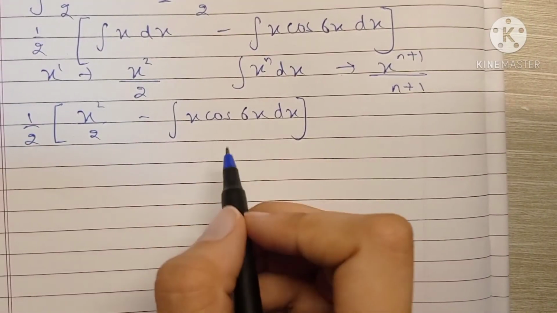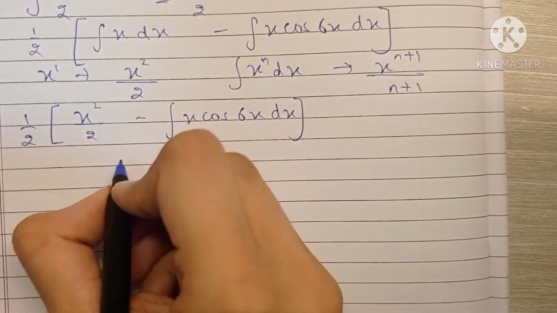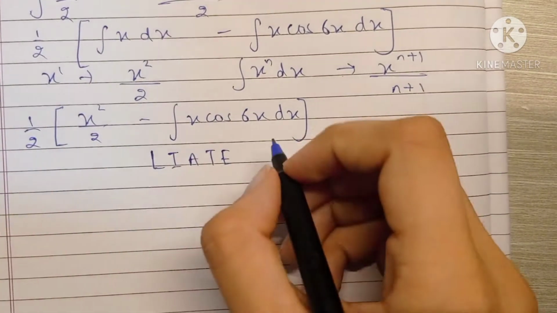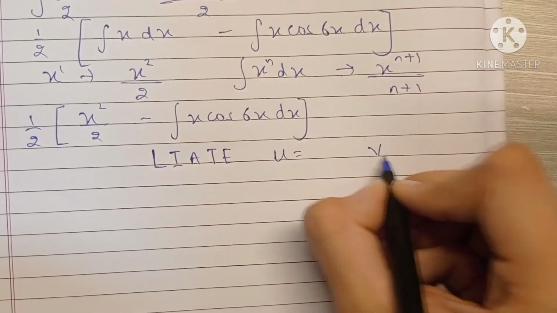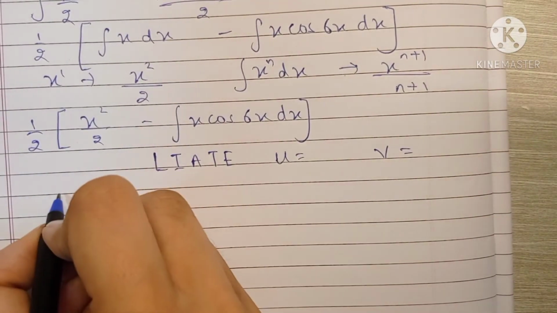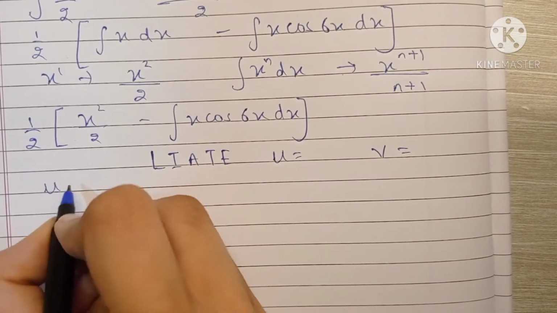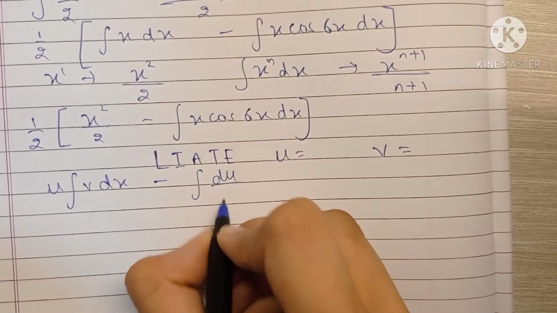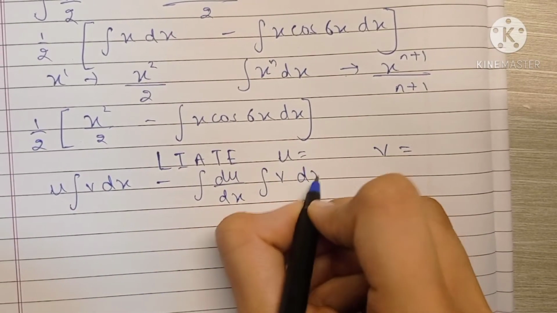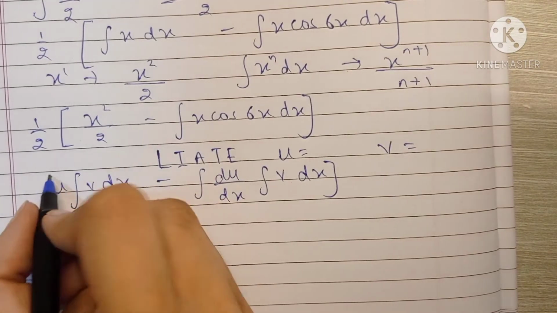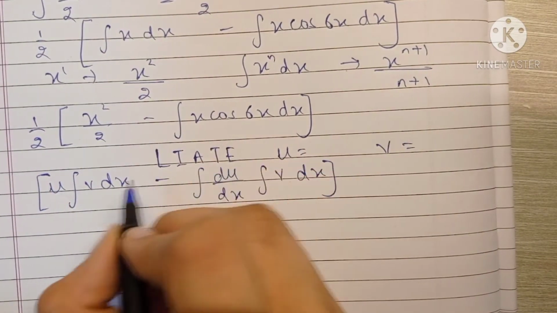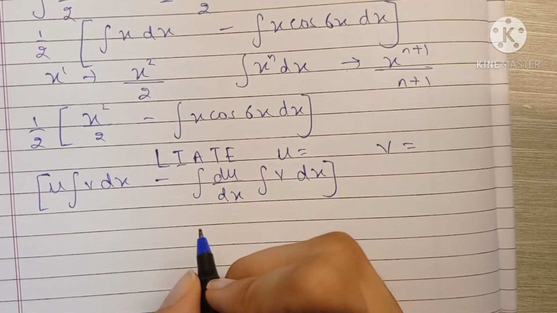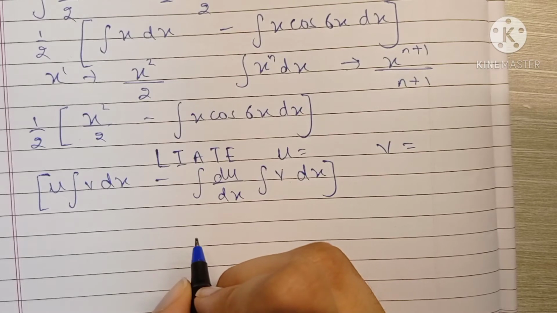Now this we will be integrating using the by parts rule, for which we need the LIATE rule to decide which term should be the first term and which term should be the second term in the by parts formula. The by parts formula: u into the integration of v dx minus integration of differentiation of u into the integration of v dx. LIATE will help us decide which term of the integral we should keep as u and which term we should keep as v, depending on which term is easier to differentiate and easier to integrate.